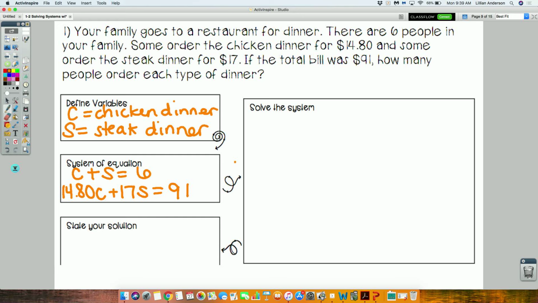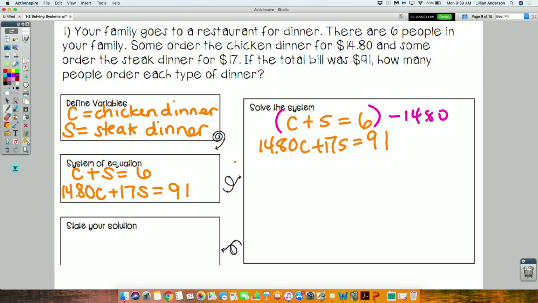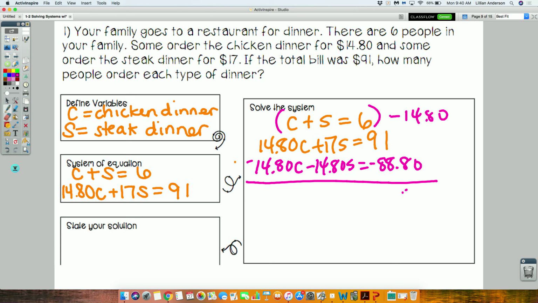You eliminated C, so that means you multiplied. So she eliminated C by multiplying by a negative 14.80. So I gave you a negative 14.80 C minus 14.80 S equals a large number, negative 88.80. That's really good. So then that eliminated C. So then you end up with a positive 2.20 S equals 2.2. Oh, that was nice.